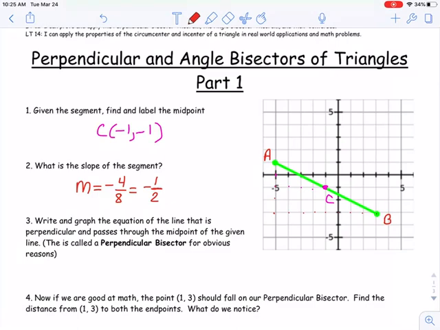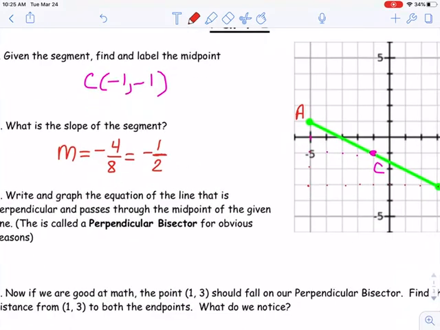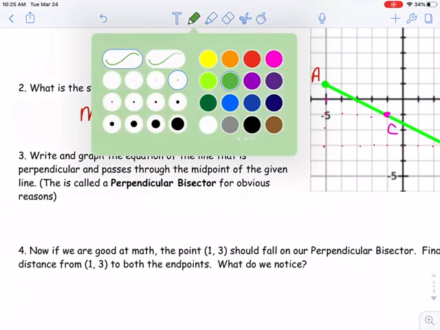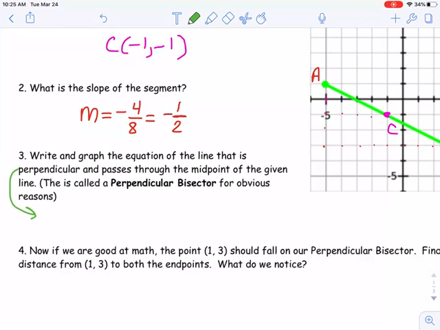Now we're going to write and graph an equation of a line that is perpendicular and passes through the midpoint of the given line. This is called a perpendicular bisector for obvious reasons. So perpendicular slope: opposite, reciprocal. So my new slope is going to be opposite, meaning positive. We change the sign, and then reciprocal, we flip it, so it becomes positive 2 over 1, which is just 2.